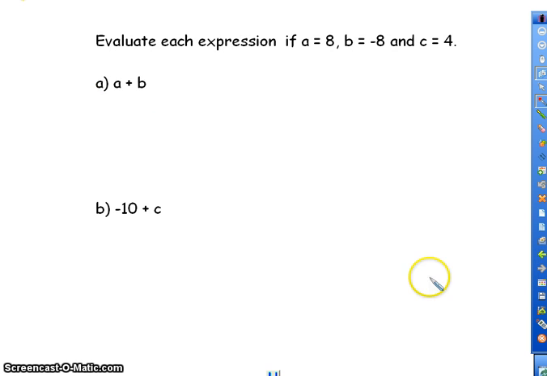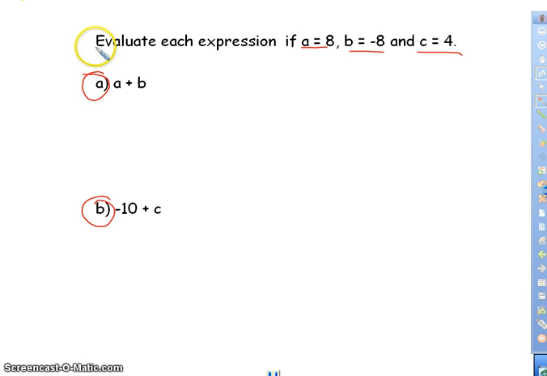Okay, here's our last set. Now these are kind of like the ones we did last chapter. I'm going to be substituting my A, my B, and my C into the appropriate problem, and then I'm going to evaluate it. And remember, evaluate means to solve. So I'm going to evaluate each expression. If A equals 8, B equals negative 8, and C equals 4. So I'm going to substitute 8 in for A. So 8 plus, and then my B is negative 8.